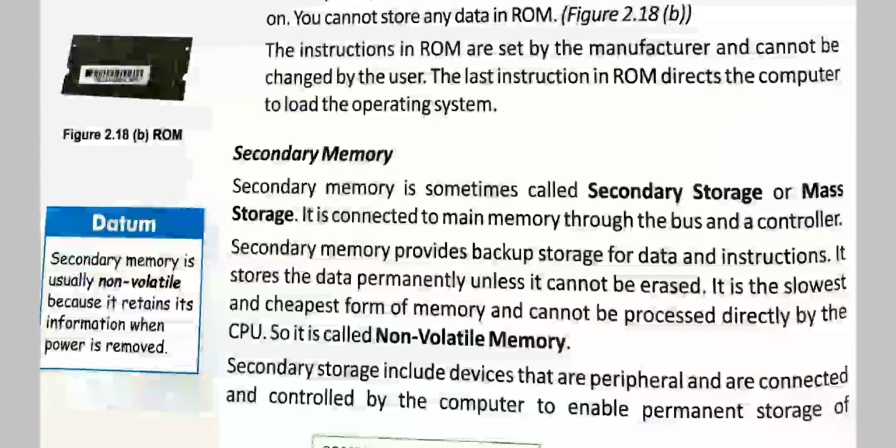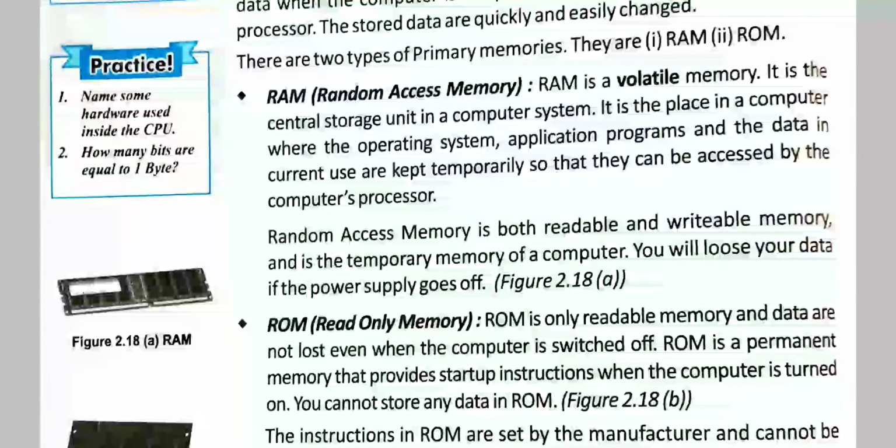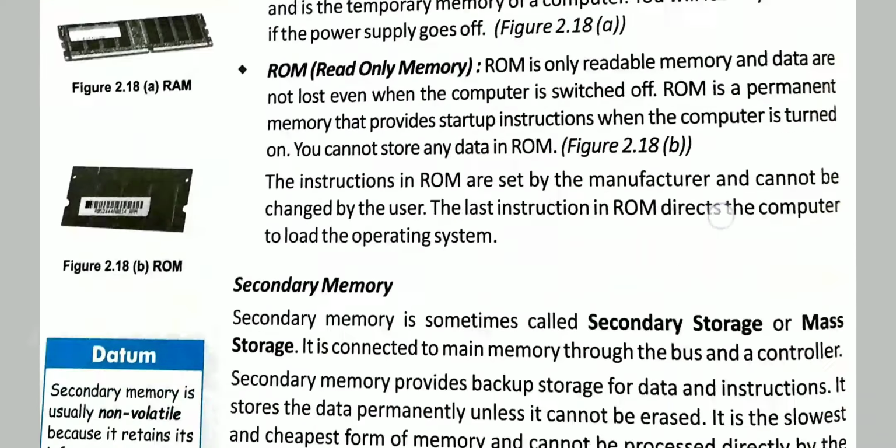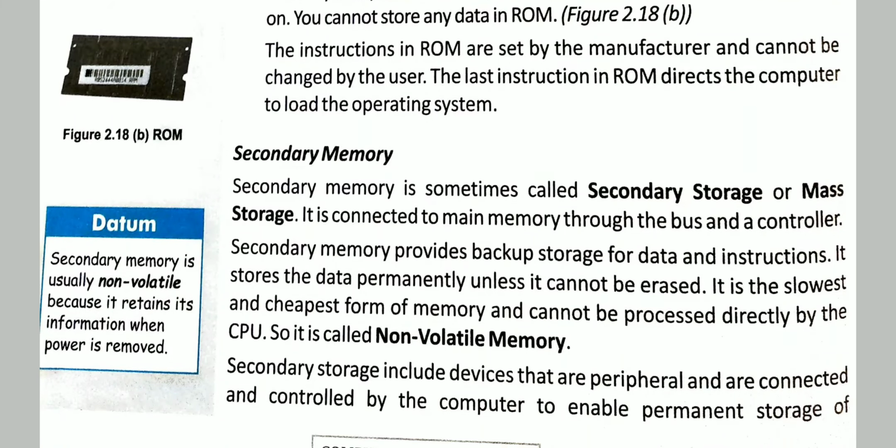Secondary memory is very easy. Whatever we see in the external ones like CD, DVD, hard drive, then memory stick or the pen drive. Secondary memory is sometimes called secondary storage or mass storage. Why do you say mass storage? It has a huge capacity compared to RAM and ROM. RAM has a general capacity of 4 GB, 8 GB like this, but secondary storage is like 500 GB, 1 TB, that is 1024 GB. That's why it is called mass storage.